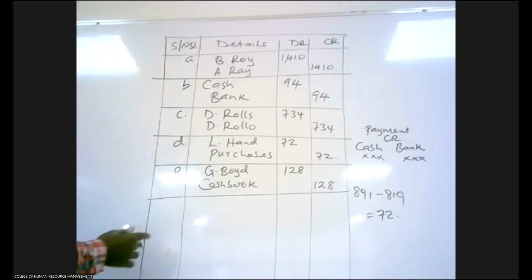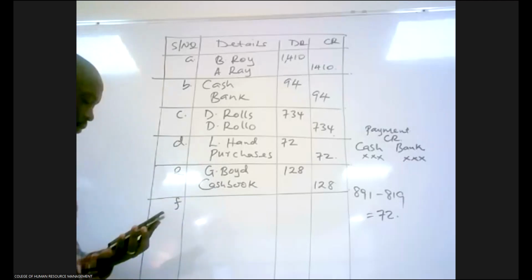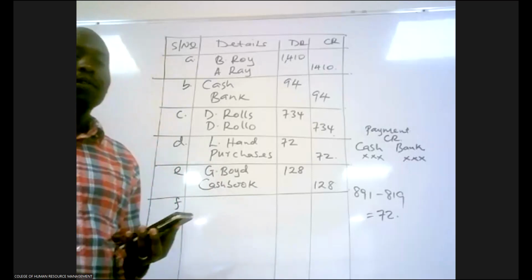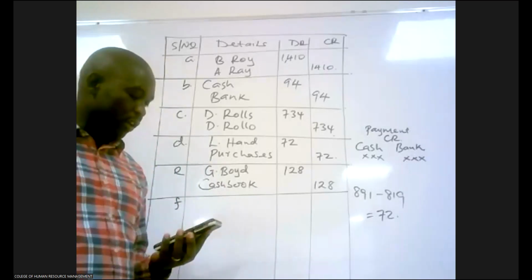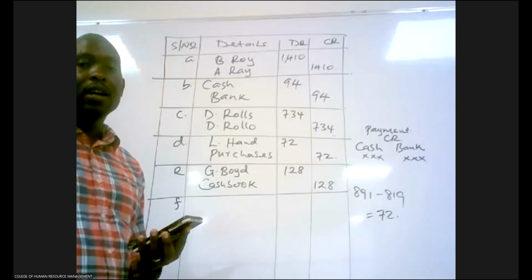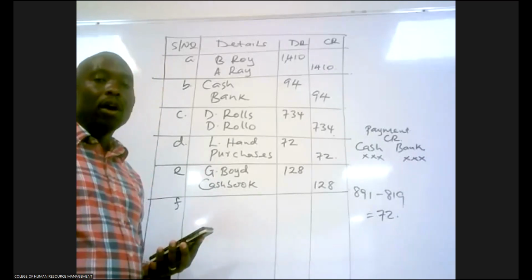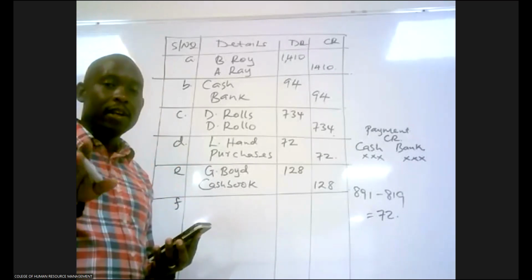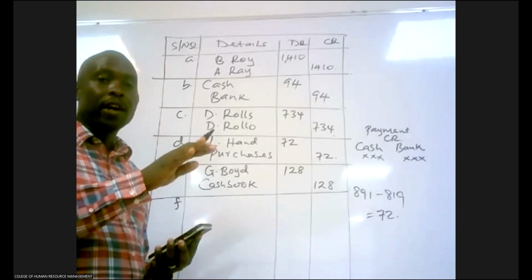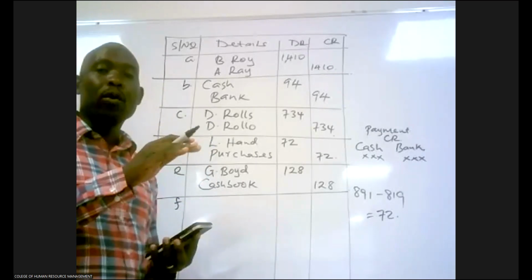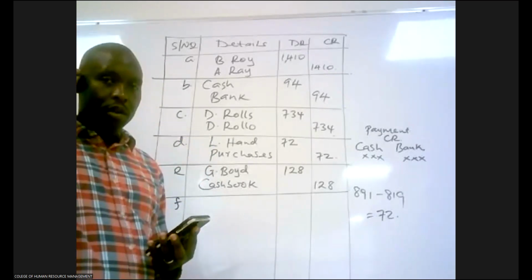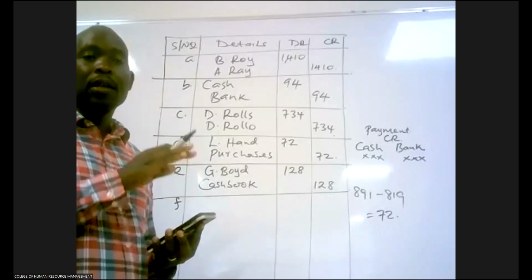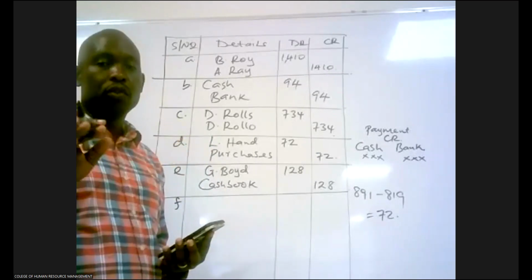The next one. A sale of fittings, we normally call them furnitures and fittings. 320 had been entered in the sales account. The purchases and the sales accounts are purely meant to handle goods.